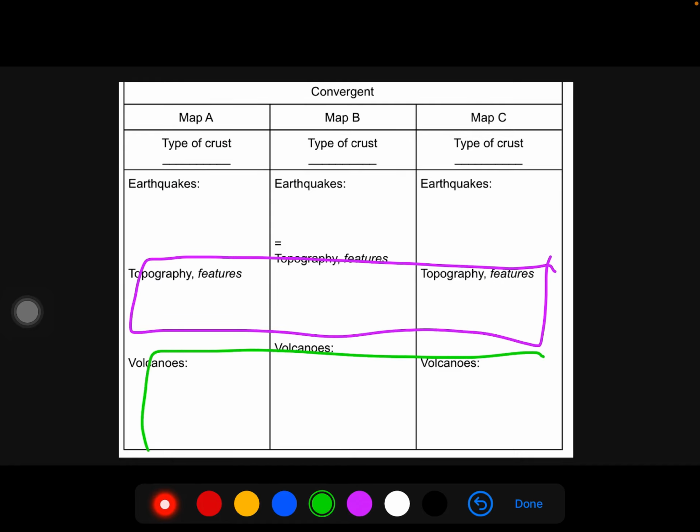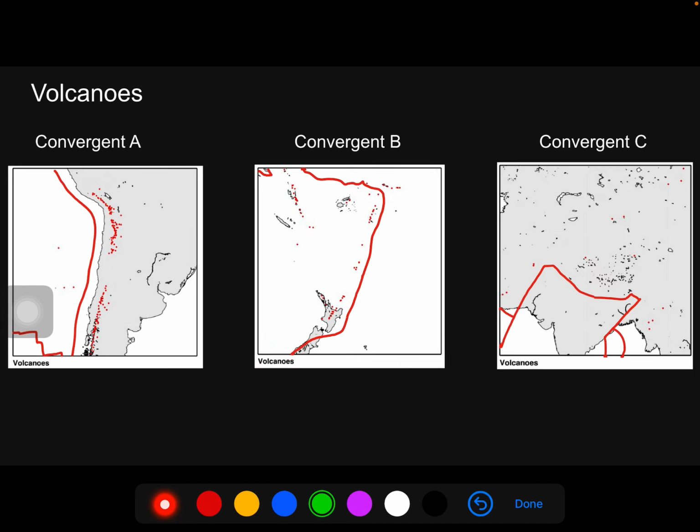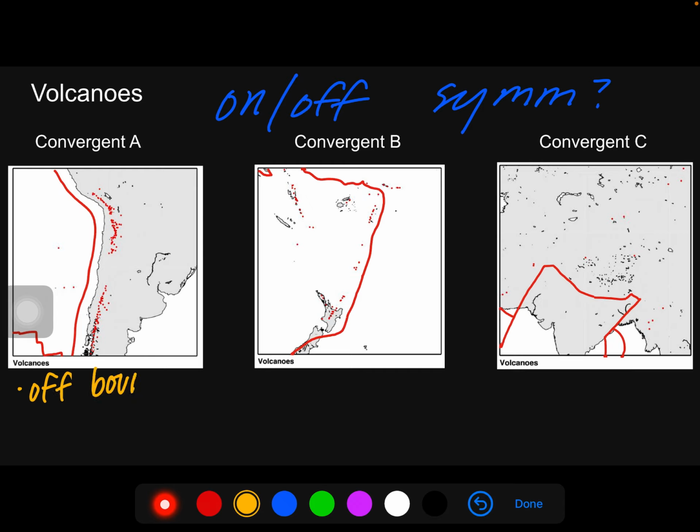Last section here is volcanoes. And this one's pretty simple. We're just looking at their location. So again, we're focused on or off the boundary and if they are symmetrical or not. So here I have my boundary. These, of course, are off the boundary. And they are definitely not symmetrical. They're showing up just on the land side.